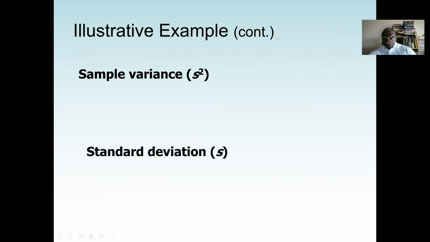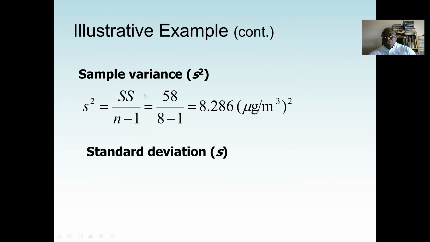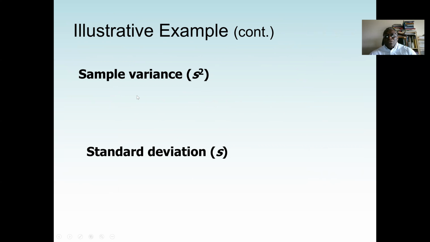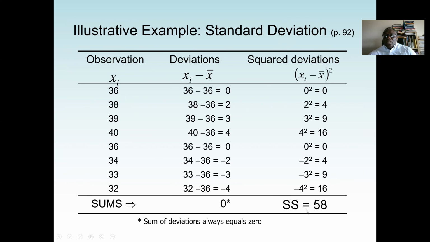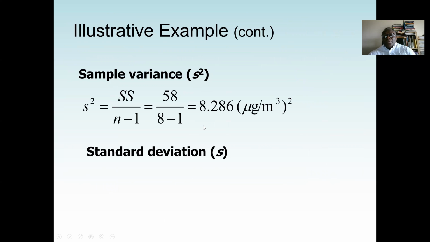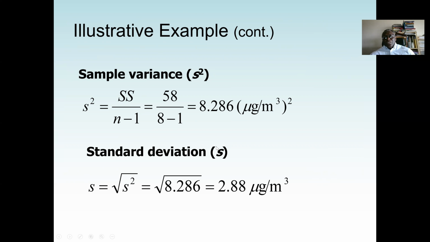So we can find the sample variance and also the standard deviation. So we plug in the value of the sum of squares. Again, the table we have gives 58 for the squared deviation. So that's what we're going to use here: 58 divided by n minus 1. This is for a sample. If it's population size, it will be 58 divided by 8. The standard deviation is also the square root of S squared, or the sample variance. So that will give the standard deviation, the square root of the sample variance.